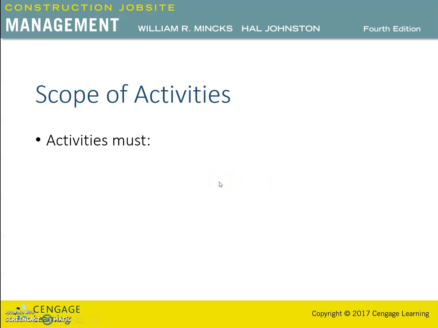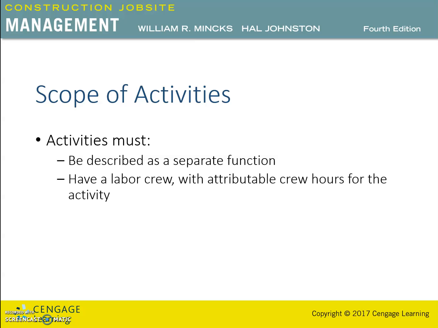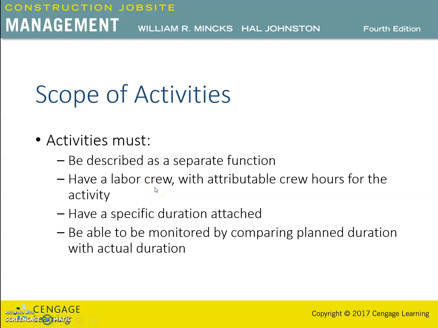Each activity in the construction schedule must be identifiable with the following attributes. It should be able to be described as a separate function, such as formwork for footings. It must have a labor crew with the attributable crew hours for the activity, and it must have a specific duration attached, definable for the project, such as 10 working days, and it must be able to be monitored by comparing planned duration with actual duration during the construction process.